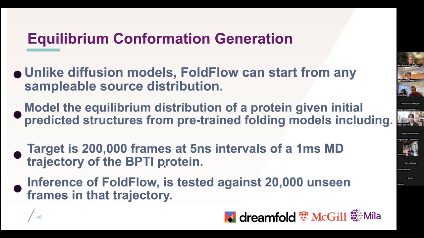The goal is that we have our initial starting point and our end point, and it doesn't have to be a uniform prior distribution. It's an empirical data set. And we want to see if we can hit all the different modes of this distribution. That's really the name of the game here. The way we tested this is that we use inference to test against 20,000 unseen frames of the same trajectory.